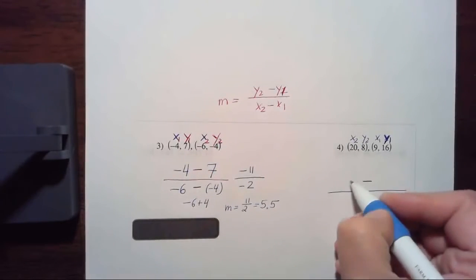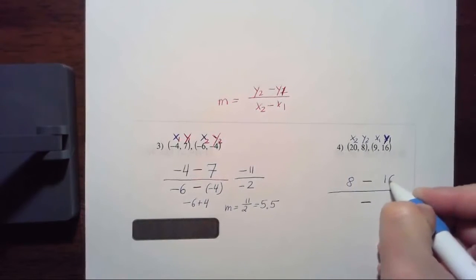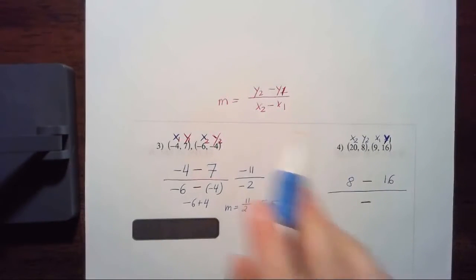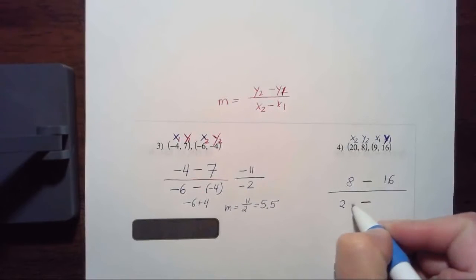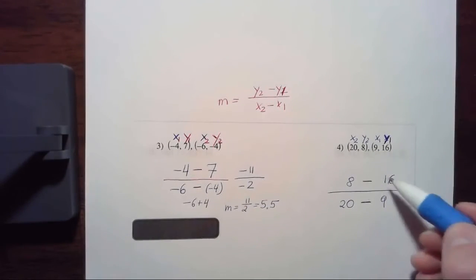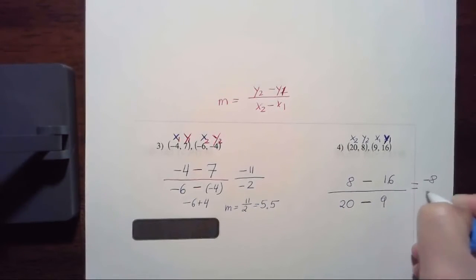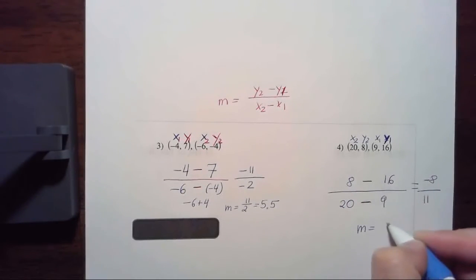So y2, change in y's, 8. y1, I called 16. x2, 20. x1, 9. Now a little bit of algebra here. 8 minus 16, that's negative 8. And 20 minus 9, that's 11. So my slope is negative 8/11.